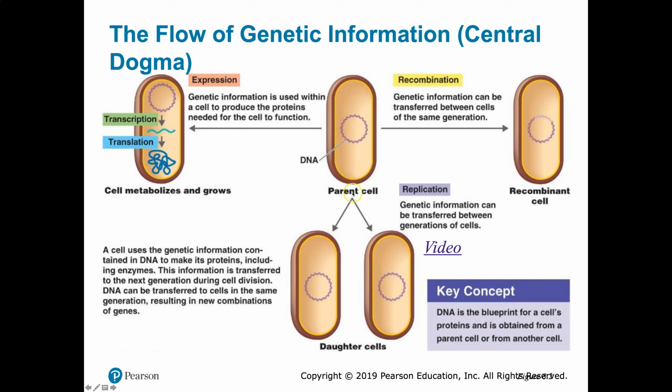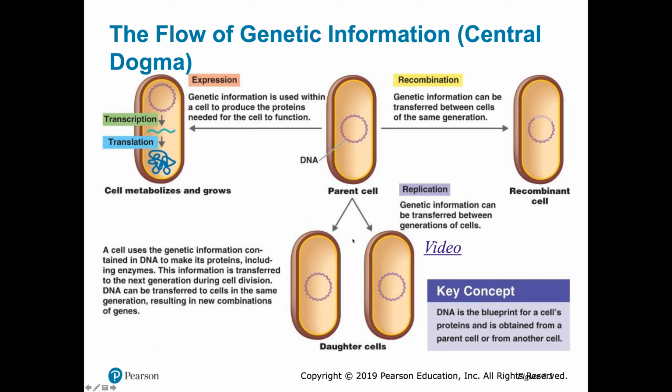And then if I say vertical gene transfer, I'm simply talking about binary fission. One cell copying the genetic information to make two identical daughter cells. Okay? So, horizontal gene transfer, expression and recombination. Vertical gene transfer, replication. Binary fission.